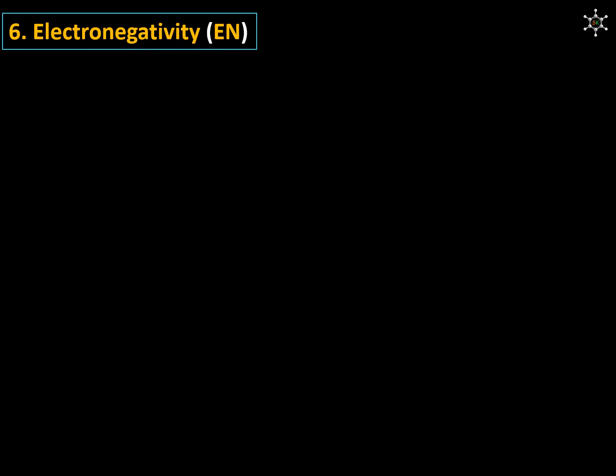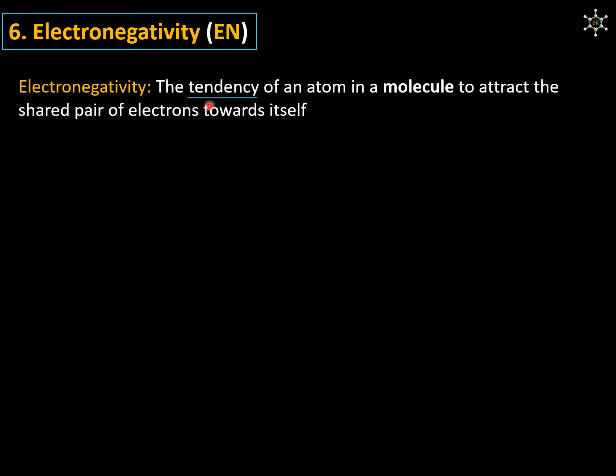The last periodic property is electronegativity. In short, this can be abbreviated as EN. Coming to the definition, electronegativity is the tendency of an atom in a molecule to attract the shared pair of electrons towards itself. Underlined words are very important in this definition.